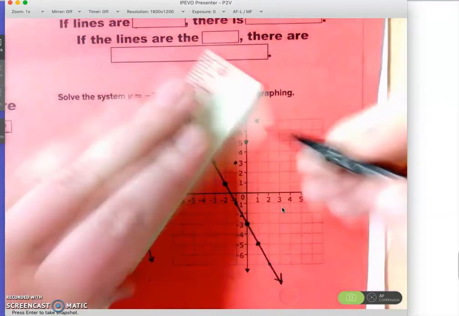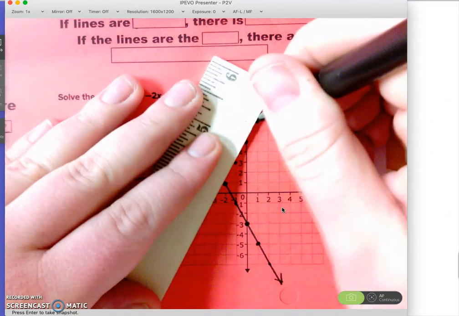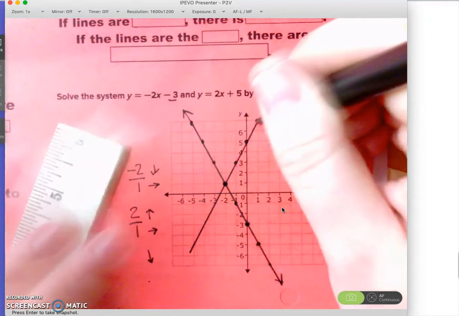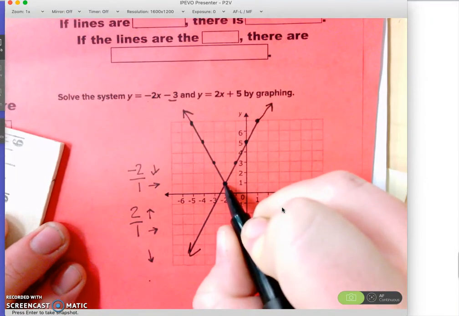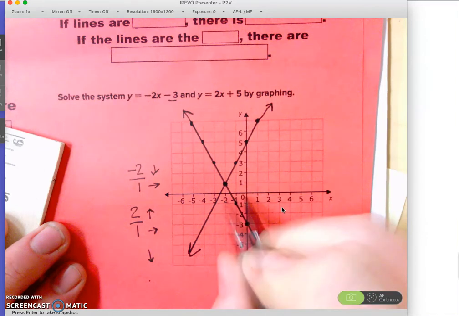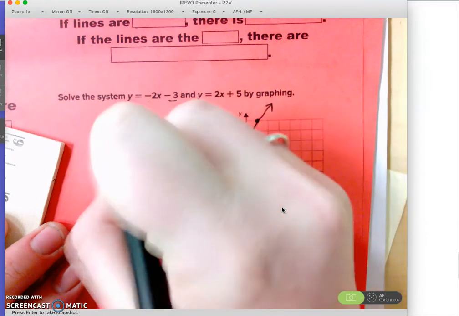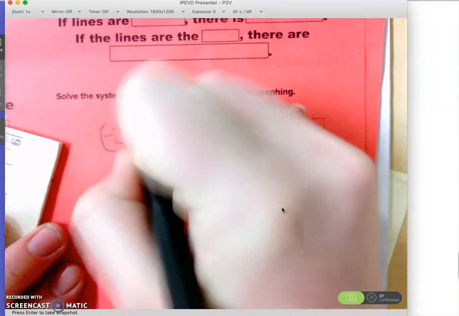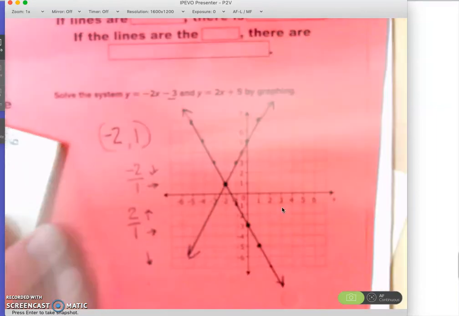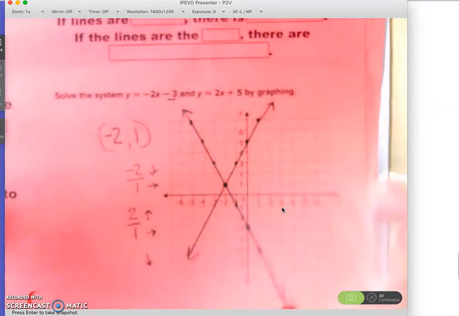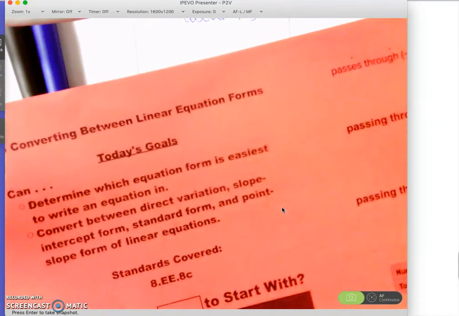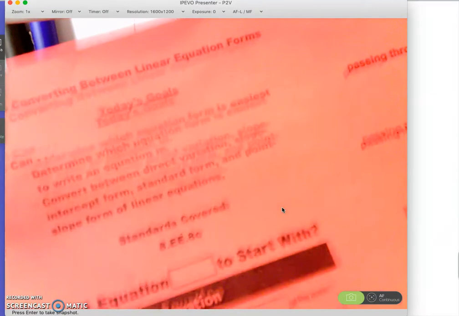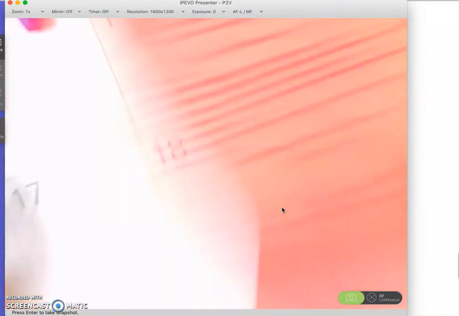So I can graph this line, draw my line, and this is my ordered pair that is the solution. So negative 2, 1, I need to write as an ordered pair. Negative 2, 1.